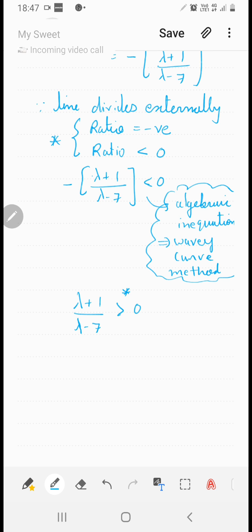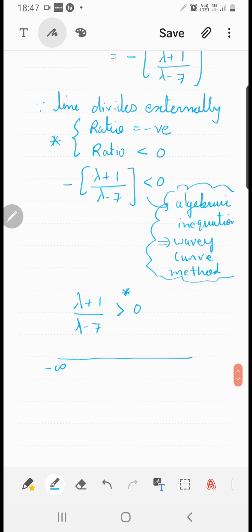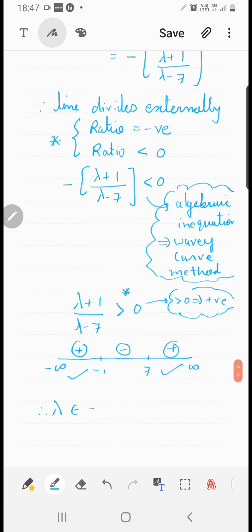Then after that, we get the critical values and show them on the number line. Okay, so it is minus infinity to plus infinity. The critical values are 7 and minus 1. Now from here we start, we write positive, then we write negative, then we write positive. Now what we are looking for is greater than 0, and greater than 0 implies positive. So we are looking for the positive region. So these are the positive regions. Therefore, can I say lambda belongs to minus infinity to minus 1, open interval, union 7 to infinity, open interval.